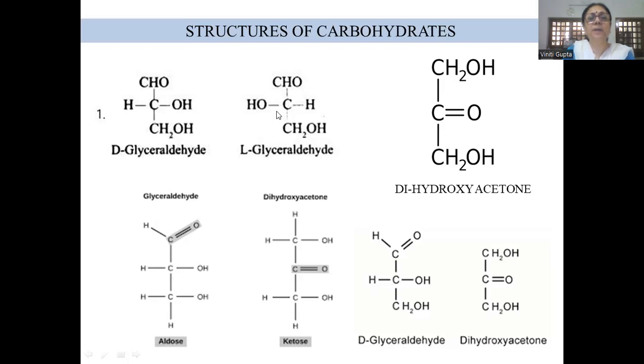Now, the carbon atom in both the cases is asymmetric. We call it asymmetric because the 4 valencies are different. If the 4 valencies are not different, then the carbon is not called asymmetric. Then the carbon is called symmetric. And the other name for asymmetric is also chiral. Right? It is also chiral.